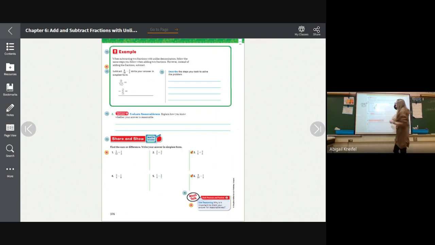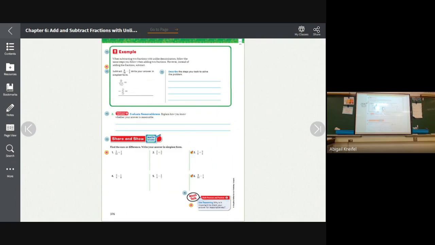Now I have 9/10 minus 4/10. My denominator stays the same. It's going to be 10. But what is 9 minus 4, everyone? 5. And in simplest form, 5/10 is also equal to what? Anyone know? 1/2. So this final answer is 1/2. What questions are we having so far?